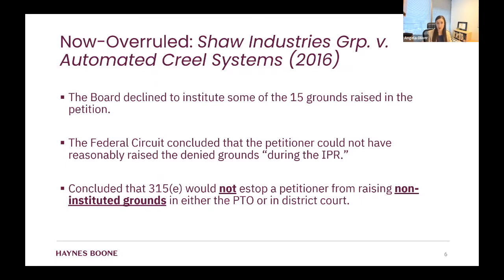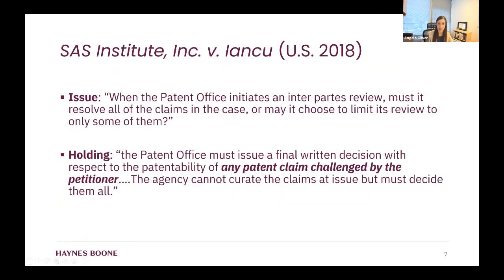And so that was kind of one view. And then the other view was estoppel would not apply if it wasn't something that you had raised in your petition at all. So there were kind of two views that were circulating in district courts after Shaw. And then a couple years later, all of that changed with the Supreme Court's decision in SAS Institute.